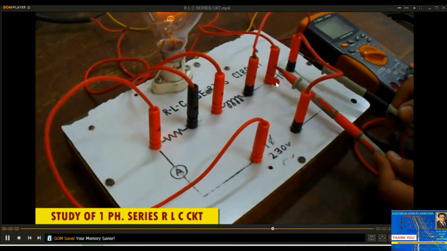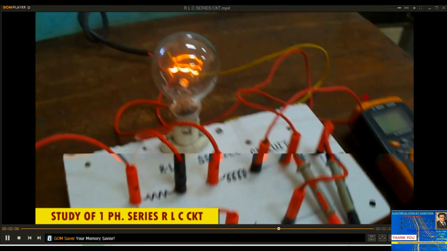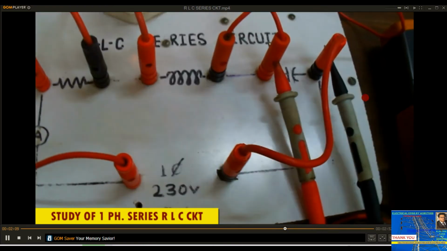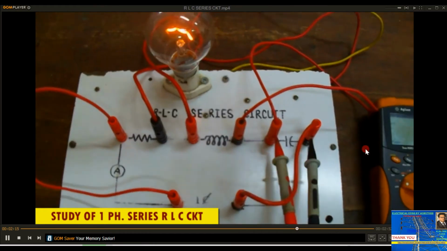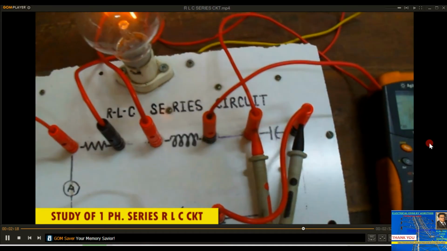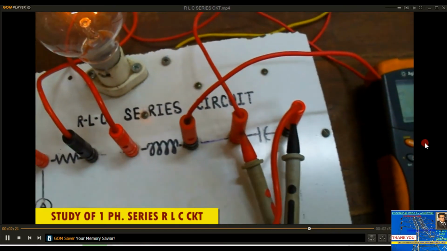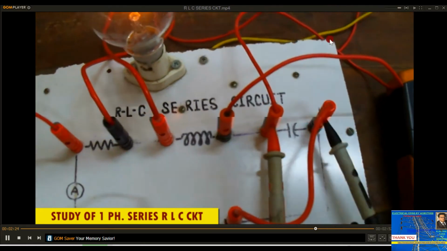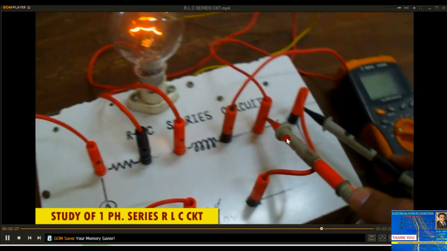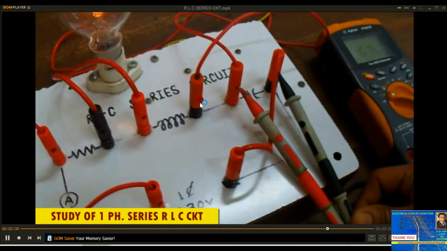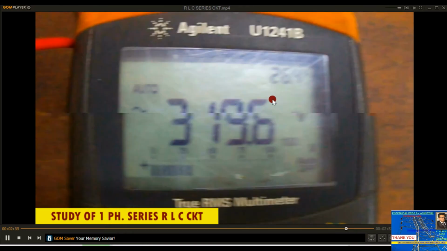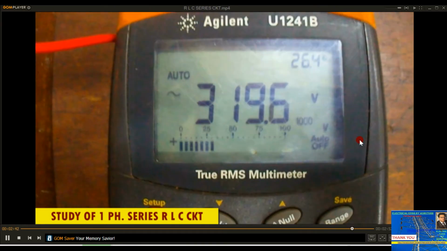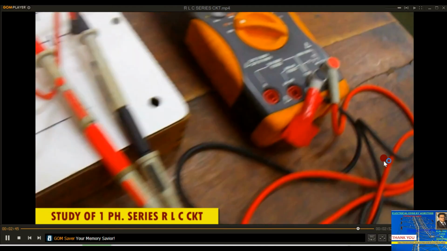Then we are measuring the voltage across capacitor. See the readings. What is the VC? Because this is an older kit, it has got older in the lab, so there is a loose connection. Now it is showing 319 something across capacitor. So this is VC. Now you will have to calculate all the parameters.